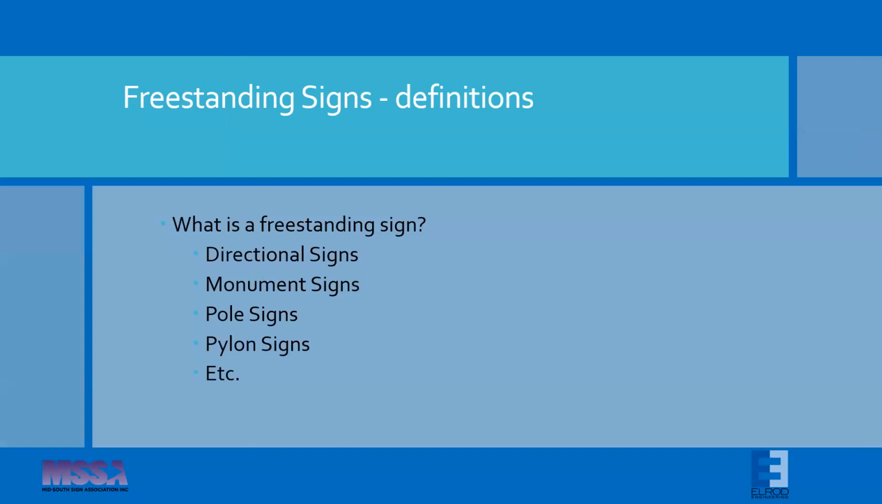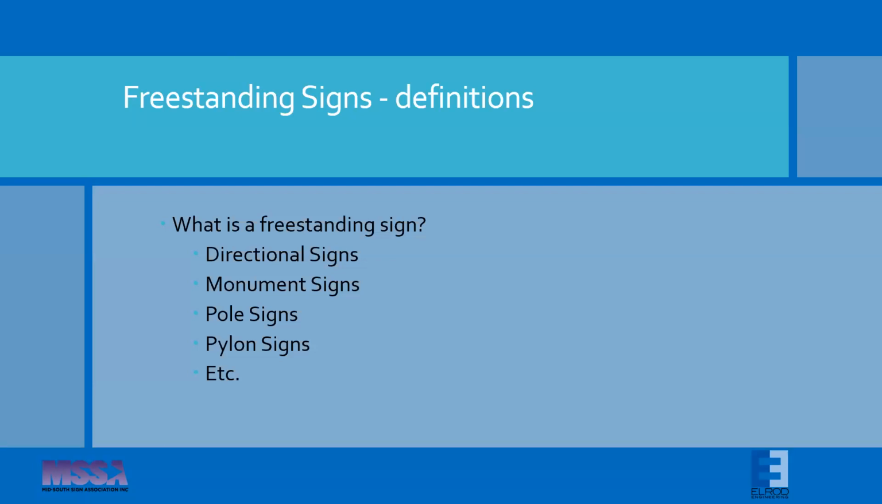A lot of people use a lot of different names for signage. So I feel like it's important that, at least for the purpose of this discussion, we use the same terminology. First, a freestanding sign is not connected to anything else other than obviously to the ground. Here are some of the different types of freestanding signs.